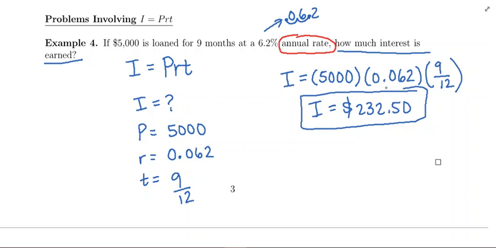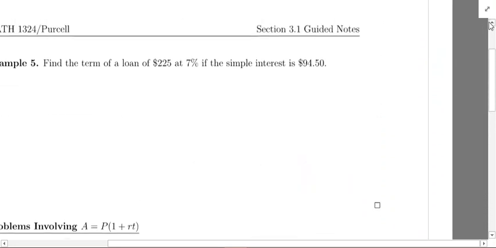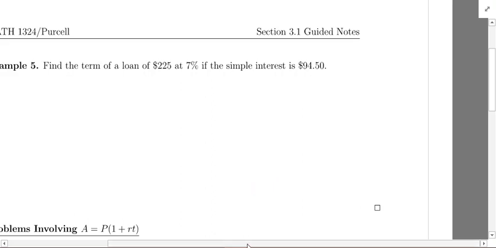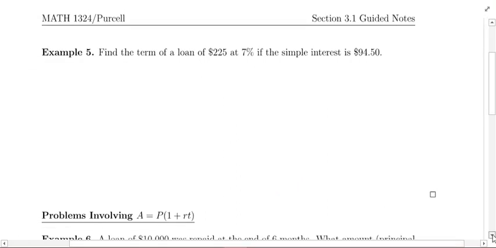All right, let's jump over to example 5. This is another problem where I'm telling you to use the formula I equals P times R times T, because it's going to involve the interest. So let's flip over there. Here we go. Let's read through it.